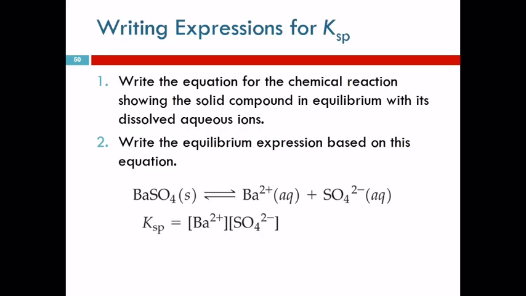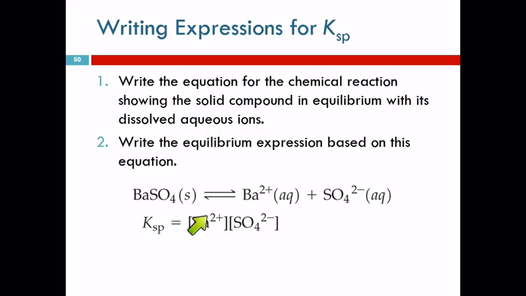When we're writing expressions for KSP, the first thing we have to start with is the equation for the chemical reaction. We want to show the solid compound as the reactant in equilibrium with its dissolved ions. So if we're looking for the expression for the solubility of barium sulfate, I'm going to take solid barium sulfate and split it into its ions. It will dissolve into a barium ion and a sulfate ion. So this is my chemical equation, and then I write the equilibrium expression from that.